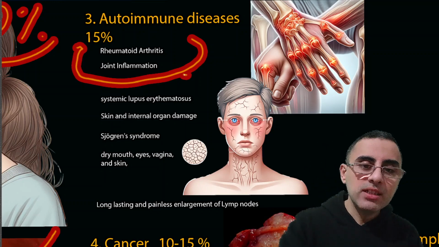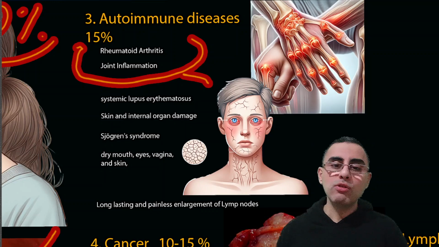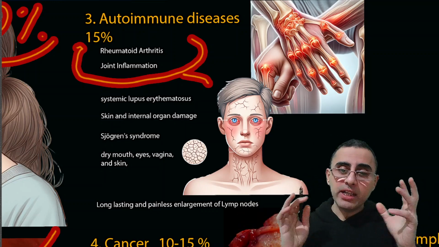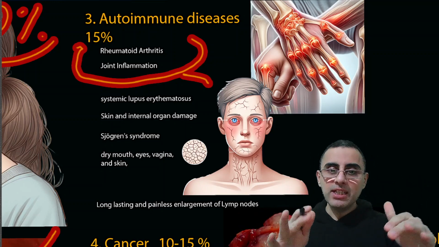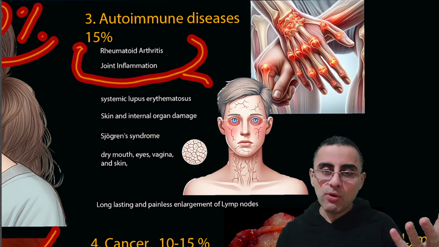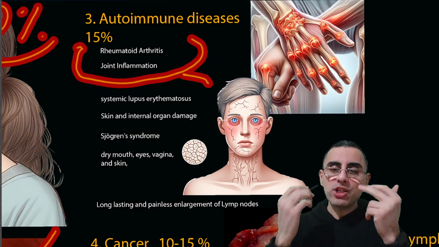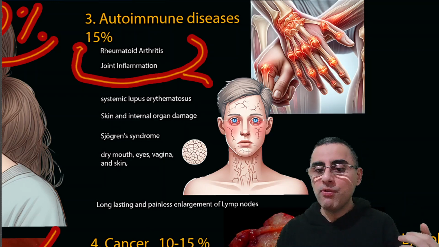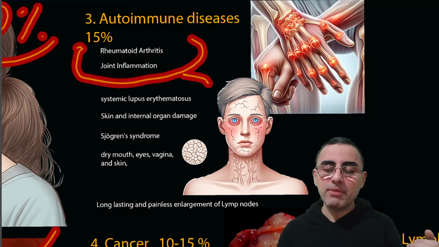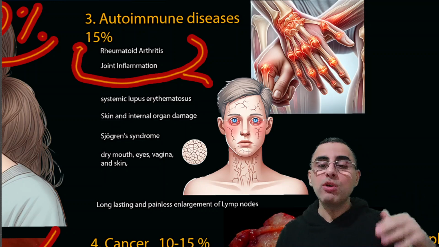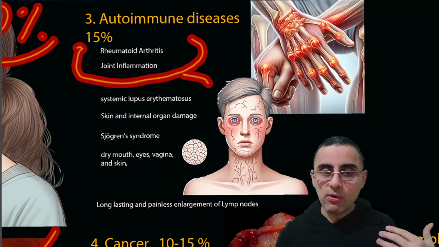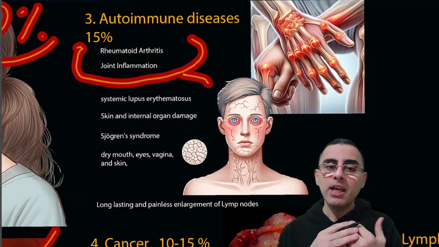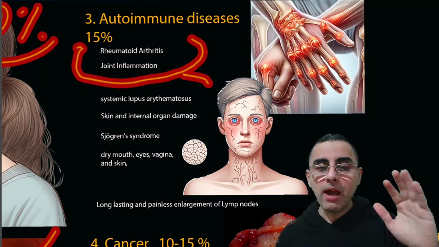Another disease is systemic lupus erythematosus. In systemic lupus, our immune system attacks our skin and causes inflammation of the skin, and a butterfly rash on the skin is characteristic of systemic lupus erythematosus. Sometimes it also affects internal organs, including joints, other internal organs, and lymph nodes, and lymph nodes are enlarged.